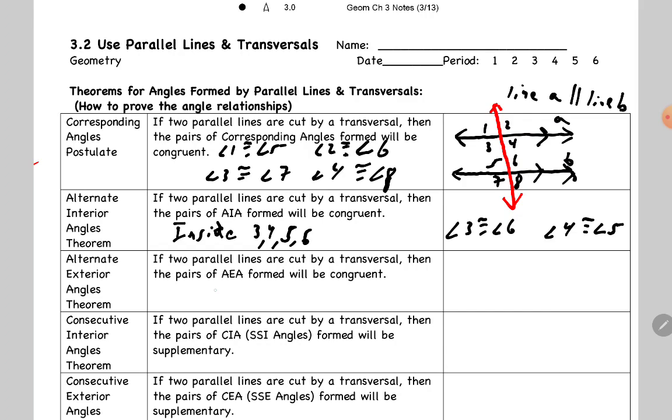Okay, alternate exterior. So outside. So that is 1, 2, 7, 8. Angle 1 is congruent to angle 8. Angle 2 is congruent to angle 7.